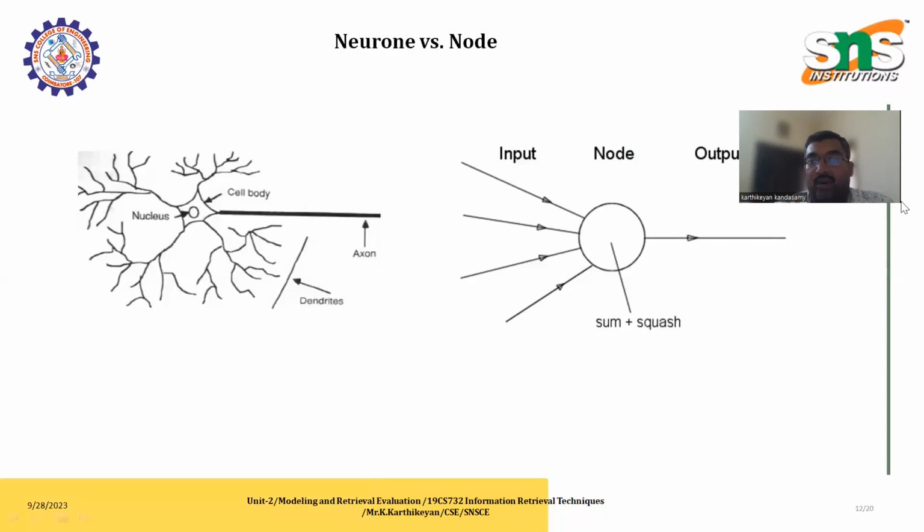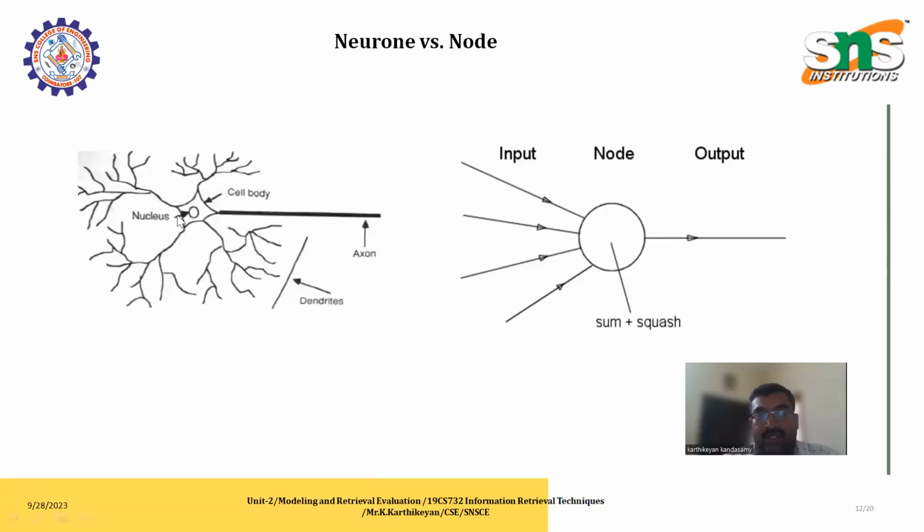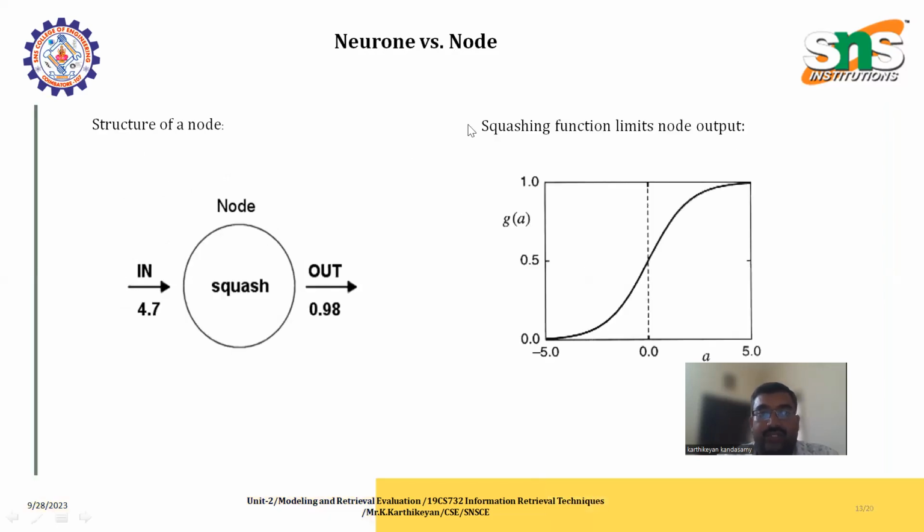So this is one of the processes: nucleus, cell body, and axons. This is the input, node, output. This is the sum. Whatever input comes in, you can execute for these conditions. This is a neuron versus node, the structure of the node. This is the input, and this is the output, this is squash. So the squash function limits the node output. Once the output is fixed, you can identify the accuracy of the result based on your inputs.